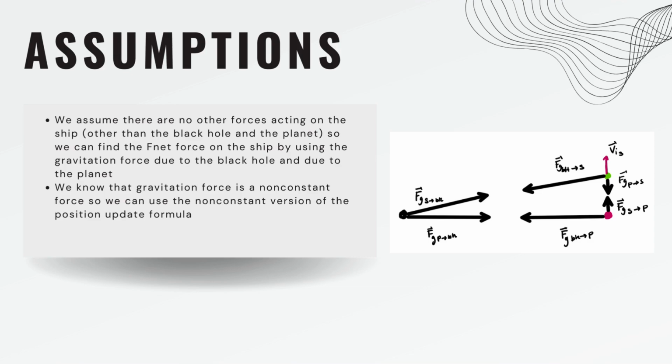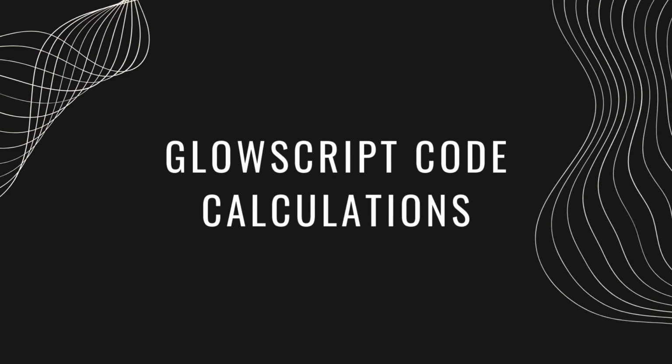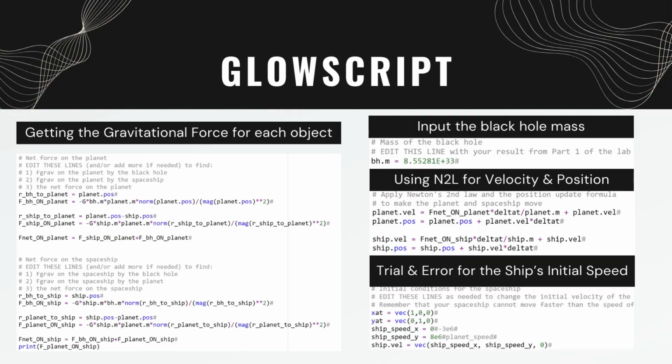Also, gravitational force is a non-constant force, so I used the non-constant version of the position update formula. For my GlowScript calculations, I inputted the mass of the black hole found in part 1 of the lab. Then I calculated the gravitational forces acting on the ship and acting on the planet. I then applied Newton's second law for the velocity and position update formulas. By trial and error, I found the initial speed that the ship could launch with to avoid crashing into the planet or the black hole.